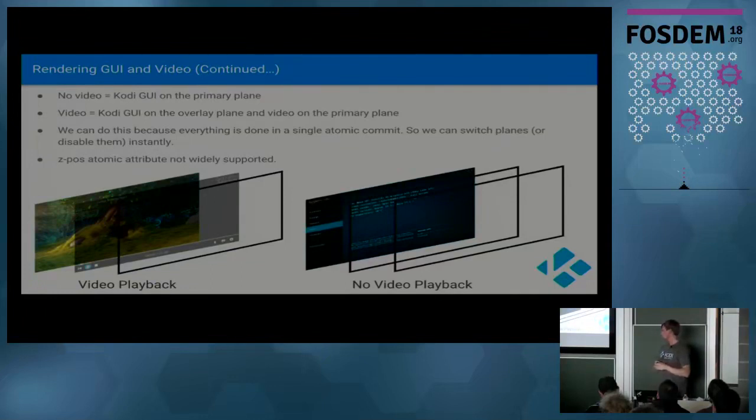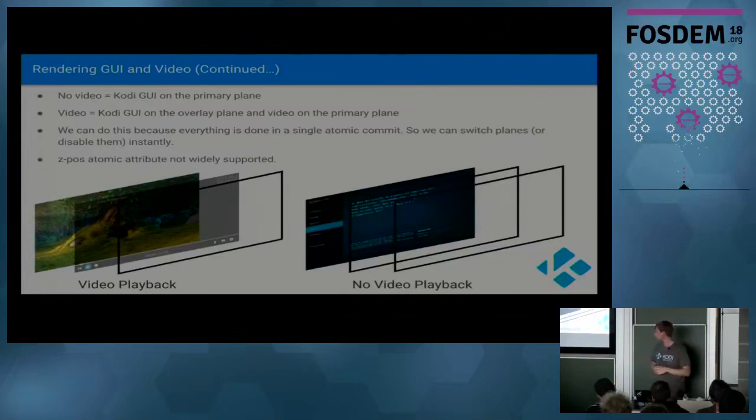So this all happens in a single atomic commit. That's what's really convenient about doing it. There is an atomic attribute called Z position, but it's not widely supported in the mainline kernel. It tells the hardware to do the composition to move the planes around manually, but we don't want to support something that's not there for every platform yet. So we do it this way, and it works really fantastic.